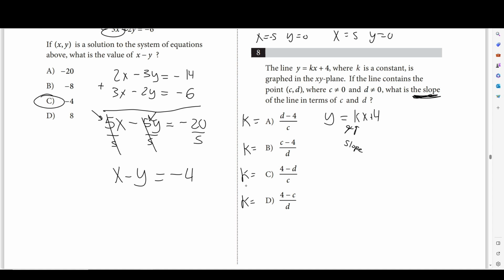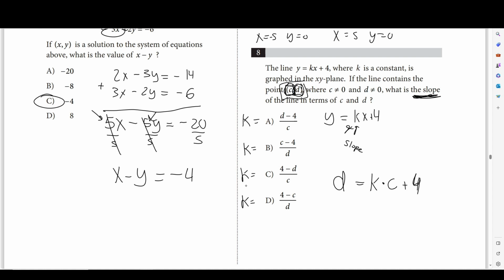But you may be asking, why is there only c and d in the answer choices? That's because we're told that it passes through a point c comma d. The only thing that means is that when x is equal to this value, y is equal to this value. So really, I could rewrite this as d, as my y, is equal to our slope times c, which is acting as x, plus 4. And remember, you can do this with any line. As long as you're given a point, you can plug that in. Just remember to plug in this value as a y value and this value as an x value.